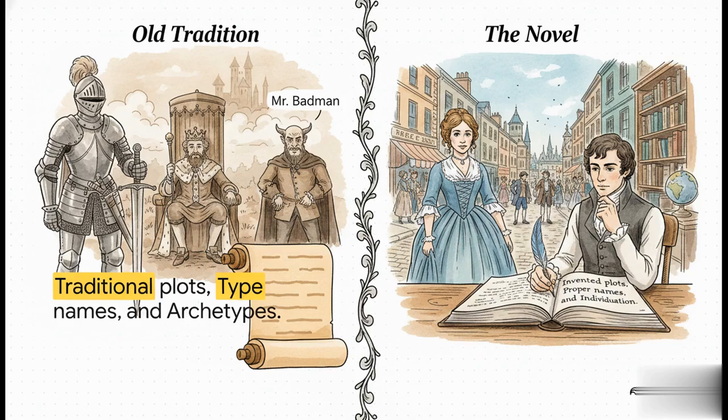And the characters. Old stories had names that told you their whole personality, like Mr. Greedy or Sir Faithful. Novels give characters realistic proper names, like Robinson Crusoe or Pamela Andrews, just like real people. It's a total shift from focusing on universal archetypes to what makes one single person absolutely unique.